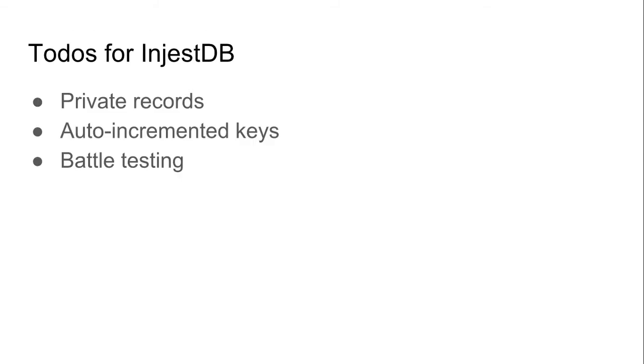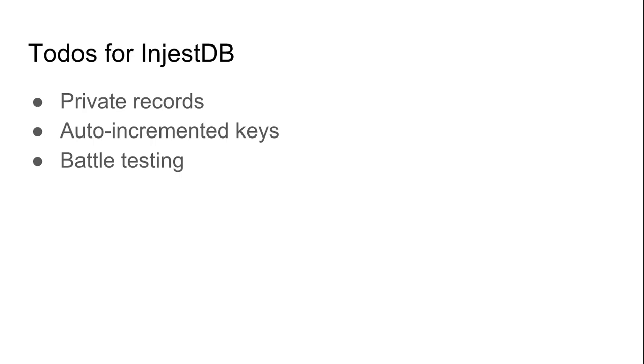There's still a couple of to-dos left, and we're finding more of them as we go and actually use InjestDB, which isn't surprising at all. One of the biggest to-dos is going to be private records. It's currently not possible to add data into the InjestDB data set unless you write it to an archive. And the archives are designed to be shared on the network.